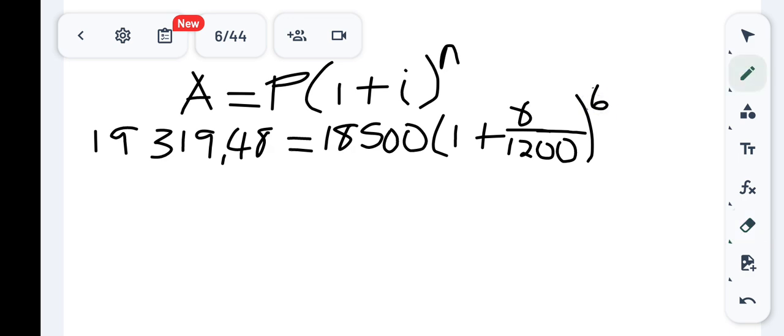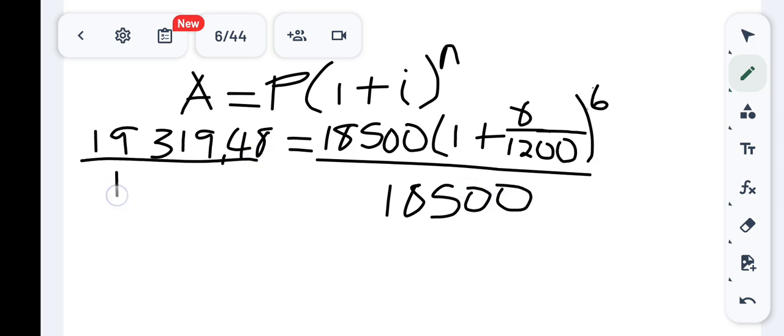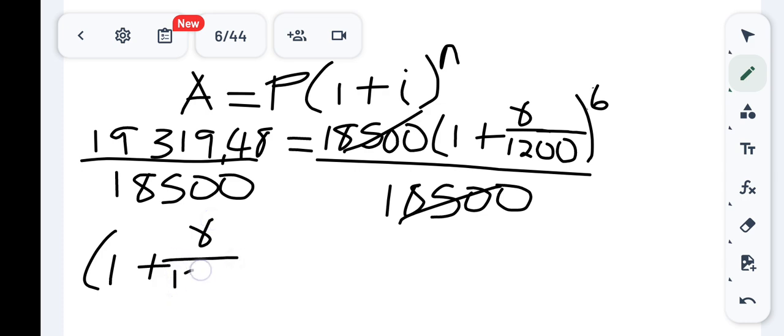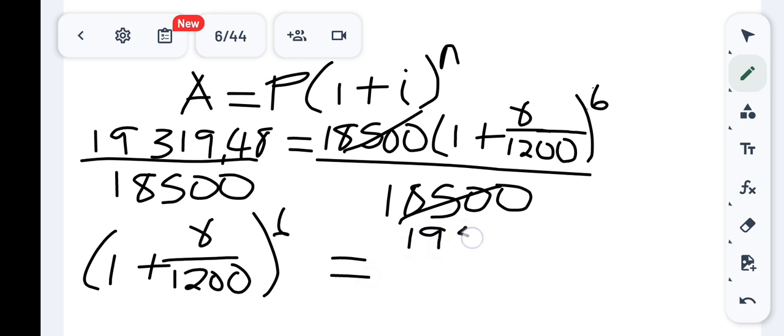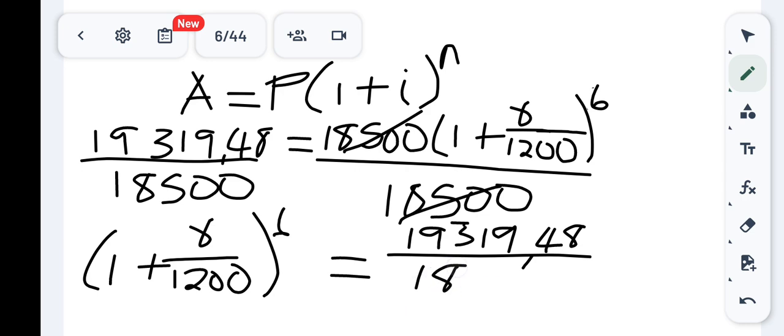Okay, so let's simplify this. You will divide by 18,500 on both sides. Then this will cancel this, and I'm left with 1 plus r over 1,200, all to exponent 6, which is equal to 19,319.48 over 18,500.